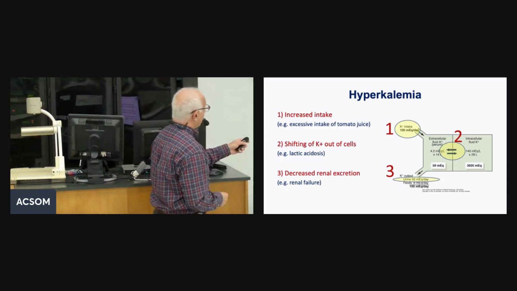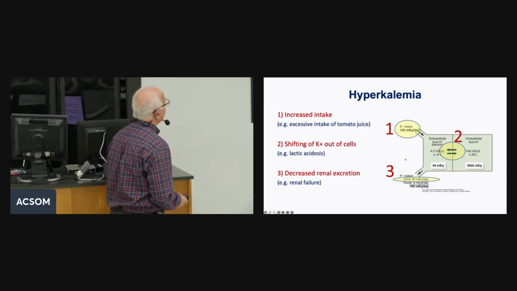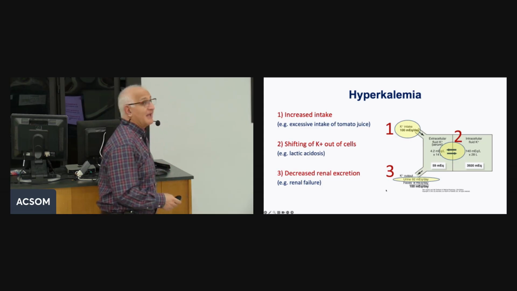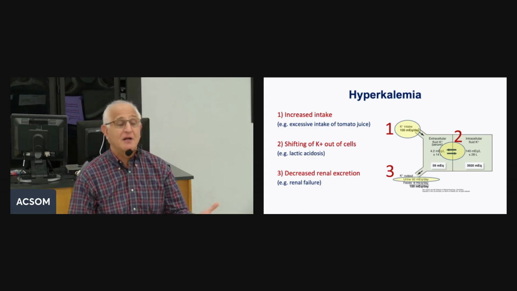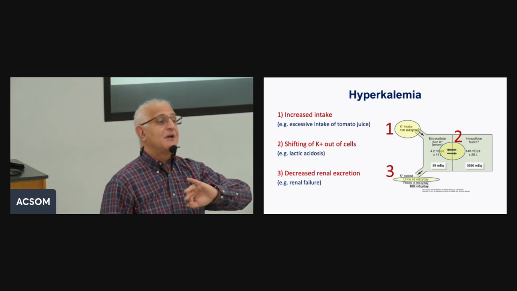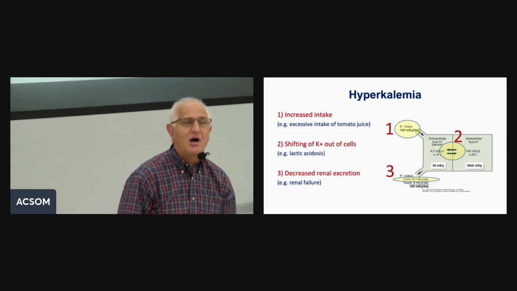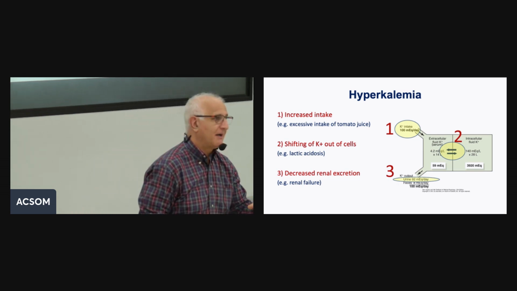Shifting of potassium outside of the cell would be another one for hyperkalemia. And then this time, decreased renal excretion, renal failure, or chronic kidney disease. My kidneys are not working appropriately. They are not getting rid of toxins. We are talking about the CKD on Wednesday. We'll talk about it later.